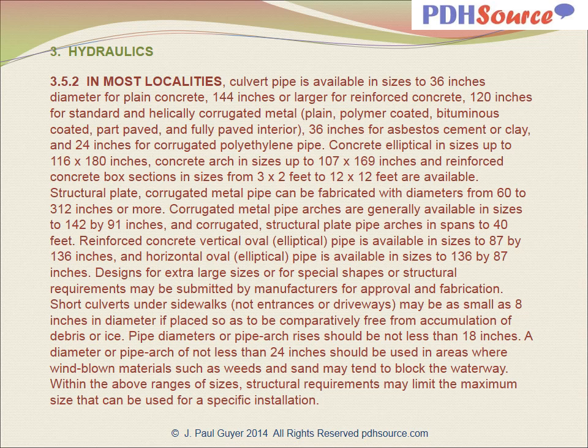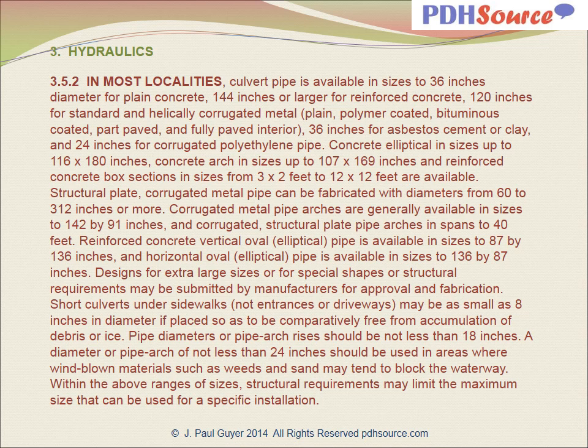Structural plate corrugated metal pipe can be fabricated with diameters from 60 to 312 inches or more. Corrugated metal pipe arches are generally available in sizes to 142 by 91 inches and corrugated structural plate pipe arches in spans to 40 feet. Reinforced concrete vertical oval elliptical pipe is available in sizes to 87 by 136 inches and horizontal oval elliptical pipe is available in sizes to 136 by 87 inches.